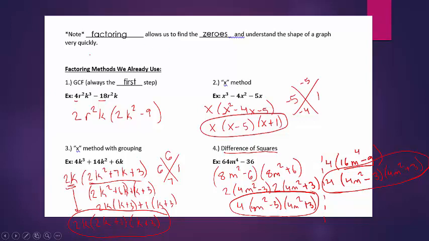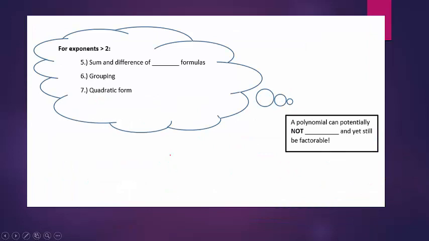So this is classified as review. We have been doing this for quite a while. Now we're going to make it a little bit harder. So how do you deal with situations that don't have a GCF, but your exponents go above 2? So for example, if you have an x to the 4th, how do you handle that if there's no GCF? We have a couple tricks up our sleeves. We're going to learn about the sum and difference of cubes and how those formulas can be applied to a problem.